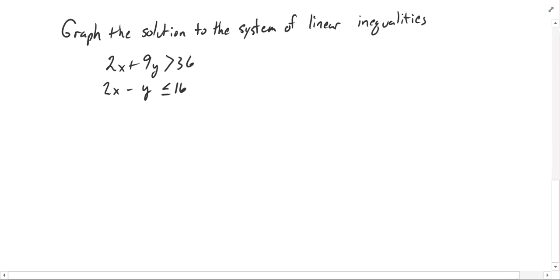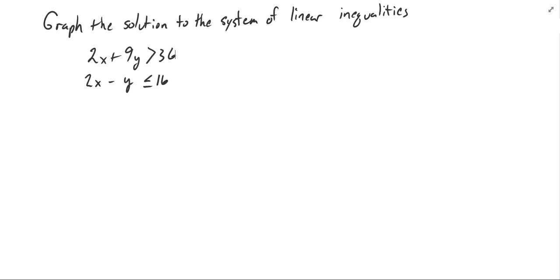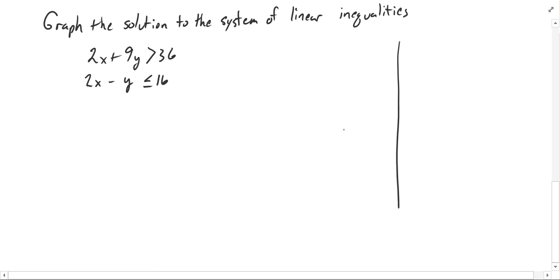What I want to do is just graph each line independently and then look at what area is double shaded. So I'm going to start with 2x plus 9y equals 36. If we plug in a 0 for x, I'll have 9y equals 36, so y would equal 4. And if I plug in a 0 for y, I'll get that x should be 18. So I need to draw a line that connects (0, 4) and (18, 0).